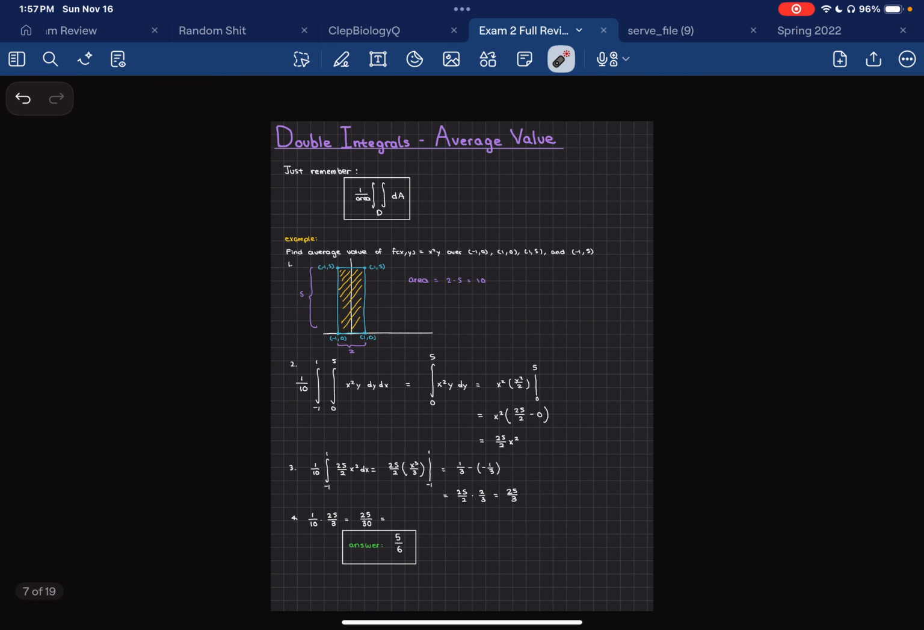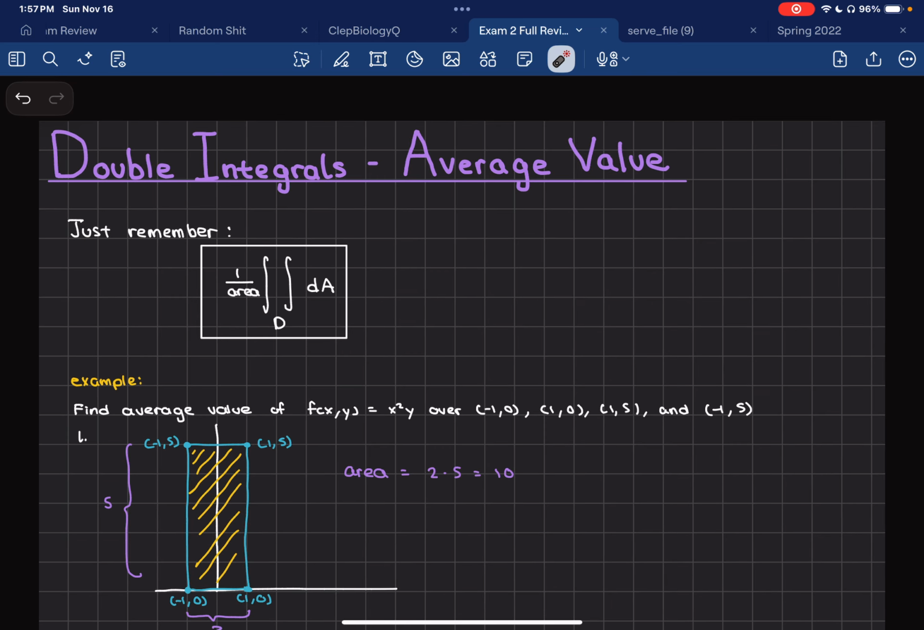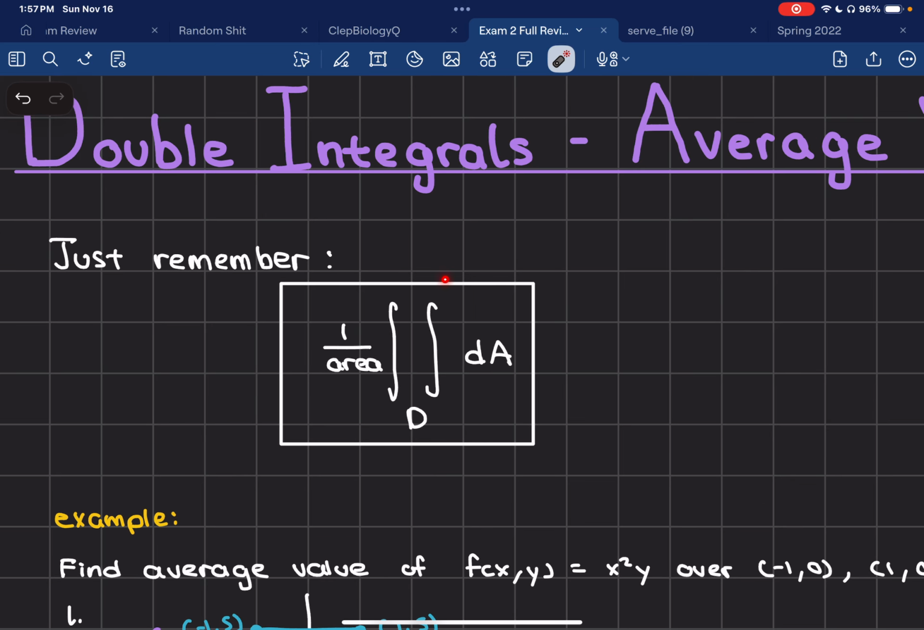Double integrals for average value. Now, average value is a bit easier to understand. Just remember, it's the normal double integral value, except you divide it by the area.